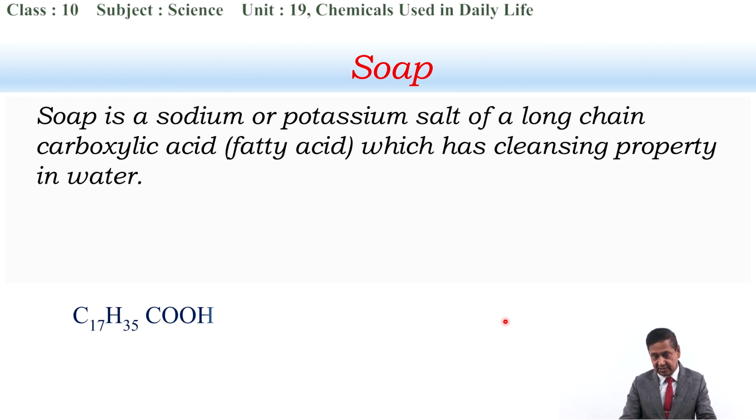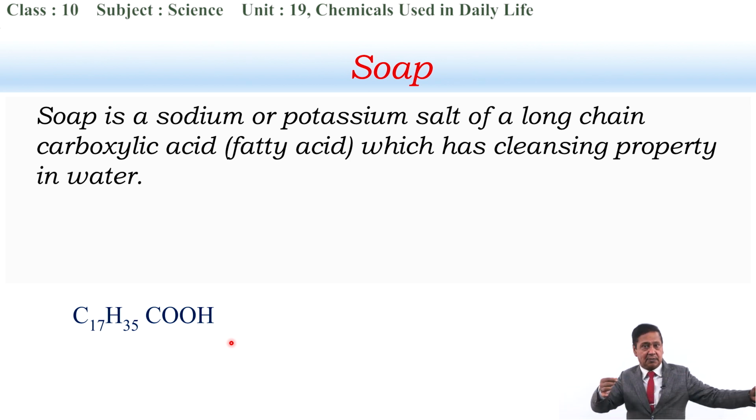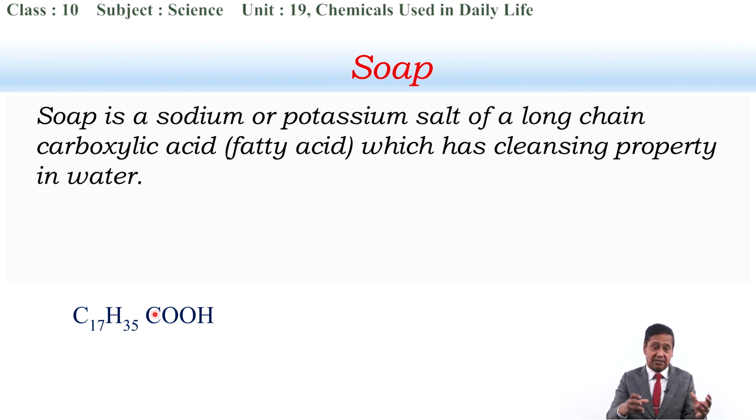Now look at this example. This is one of the fatty acids, C17H35COOH. This is called stearic acid, a fatty acid, or we can understand this as a fat or oil. It has 17 carbon atoms connected to each other by covalent bonds, and hydrogen atoms are also connected to them. 35 hydrogen atoms are connected to these carbon atoms, and at last COOH, a carboxylic group, is attached to the carbon.